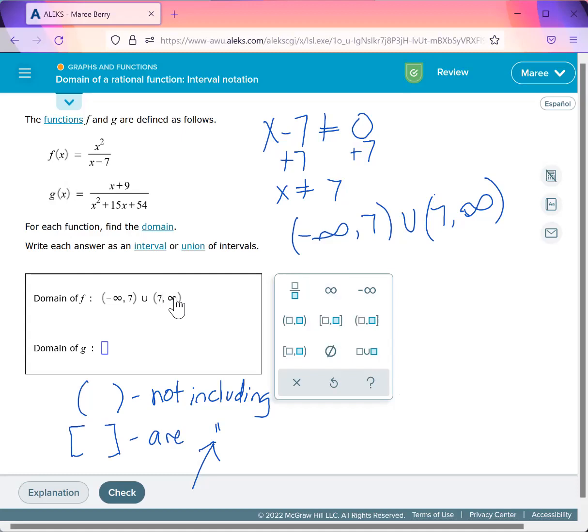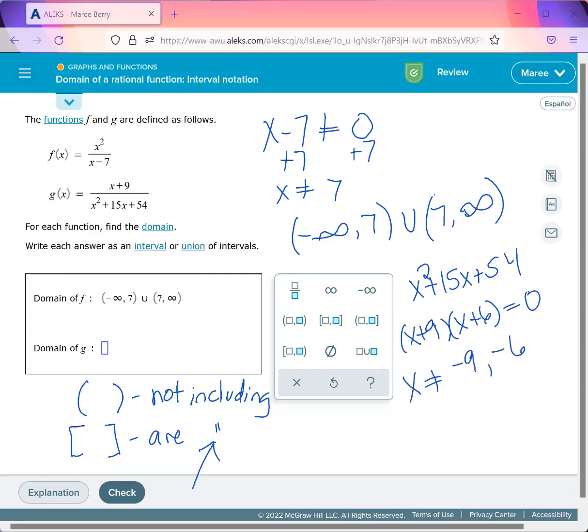For the second function, we're going to have to factor x squared plus 15x plus 54. So I'm thinking of two numbers that multiply to get 54, but add to get 15, and that is 9 and 6. And they're both positive, plus 9 plus 6. So x cannot equal negative 9 or negative 6.